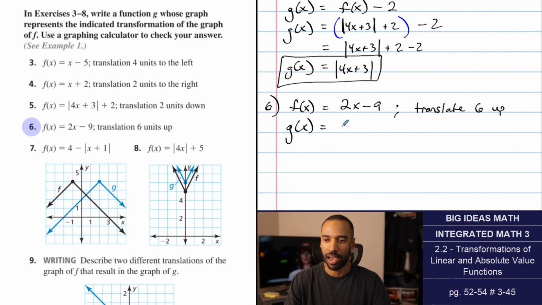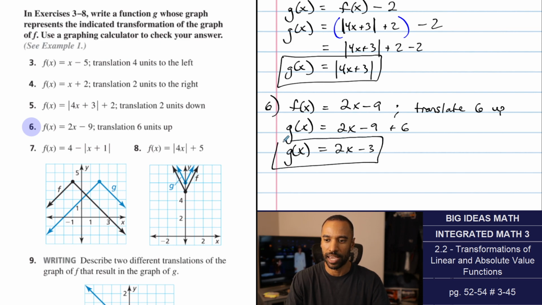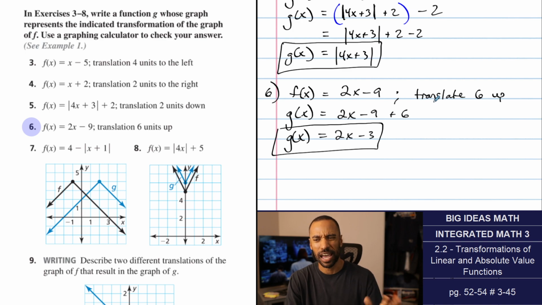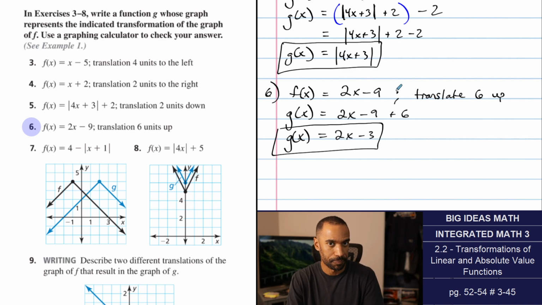G of x takes your f of x, and we're going to make it 6 units up by adding 6 to it. Adding 6 to the f of x. And negative 9 plus 6 is negative 3. So that's as easy as it can get. 2x minus 3 instead of 2x minus 9. Yeah, that seems 6 higher. And remember, that's affecting y. So hopefully you kind of understand the gist of how that can be simple.